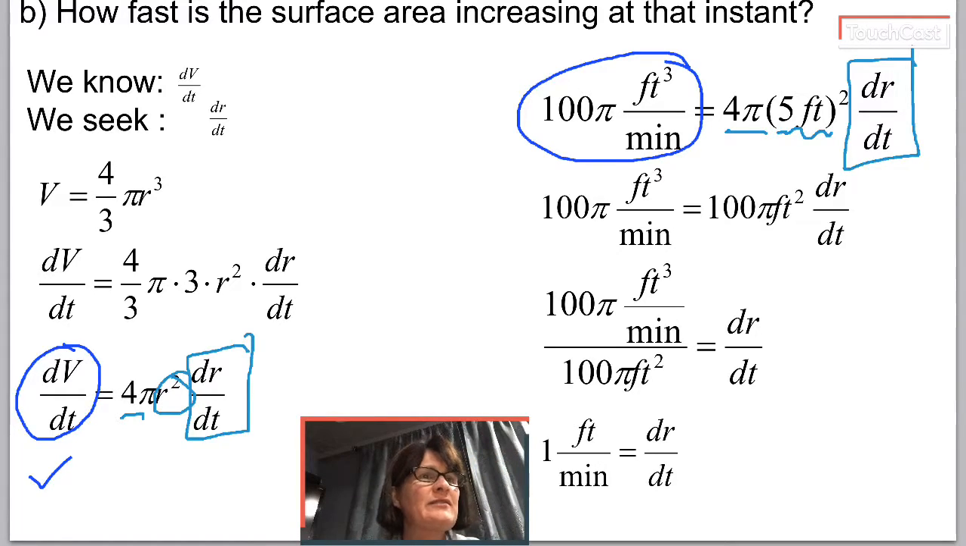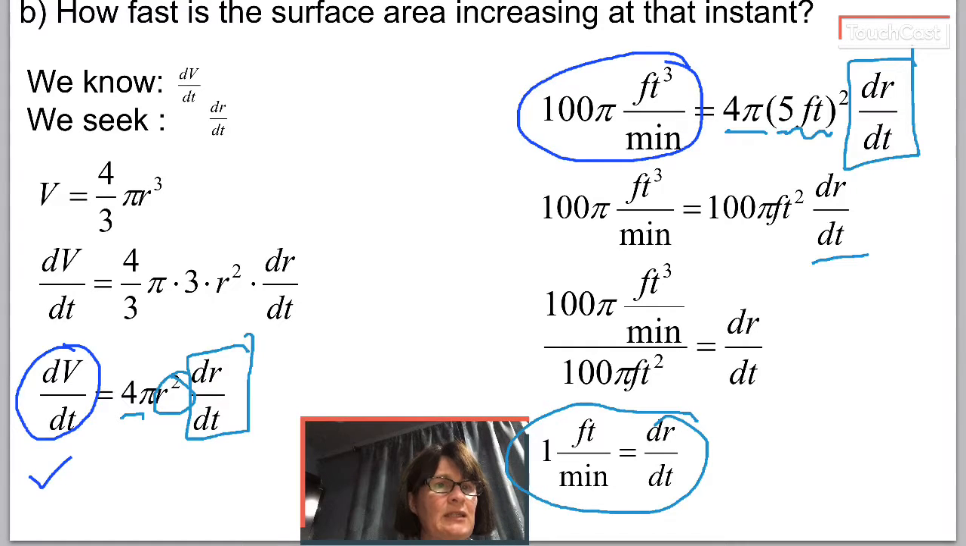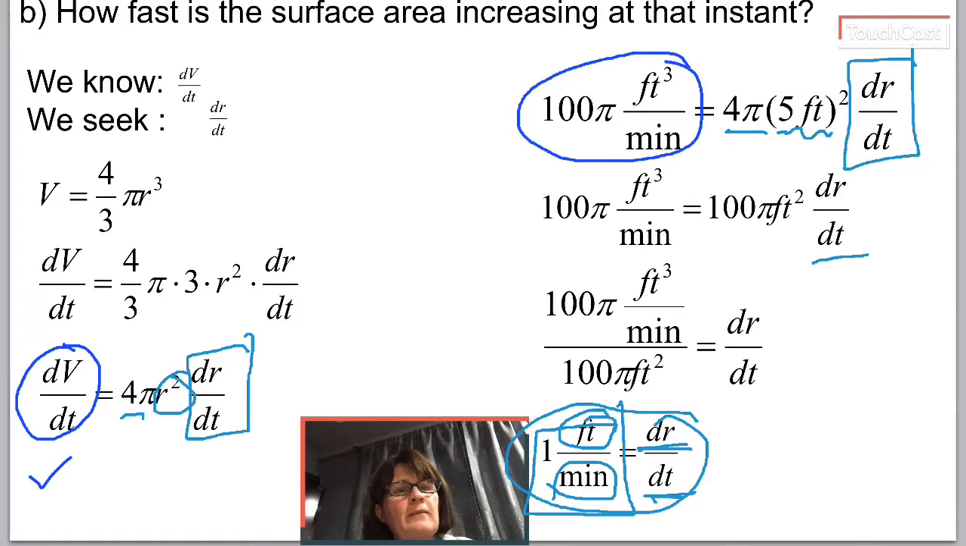Well, it just turns out that if I divide both sides by 100π feet squared in order to isolate the dr/dt, it's going to cancel out with 100π to give 1 foot per minute is my dr/dt. So the answer to their question is, at the time when the radius is 5 feet, the radius is increasing at a rate of 1 foot per minute. And just notice that those units should match. r is measured in feet, so the units in the numerator are feet. Time is measured in minutes, the units in the denominator are minutes, 1 foot per minute.